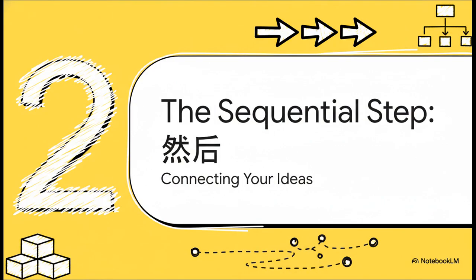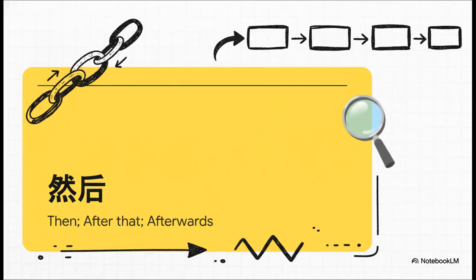So where do we begin? Let's start with our first and probably the most common tool for building a sequence. To signal to your audience, okay, we're moving on to the next logical step, you're going to use the word 然后. So what does it mean? Well, at its core, 然后 means then or after that. Its primary job is to link consecutive events or points in your argument. I want you to think of it as a chain, where each of your ideas is a link. 然后 is the piece that connects one to the next, creating this really smooth forward momentum.